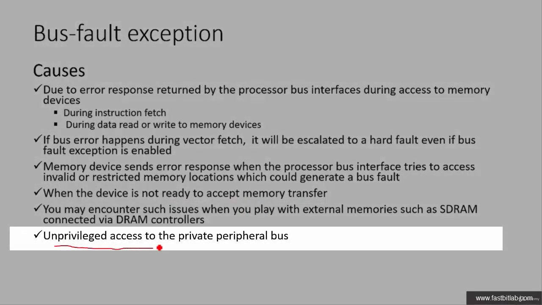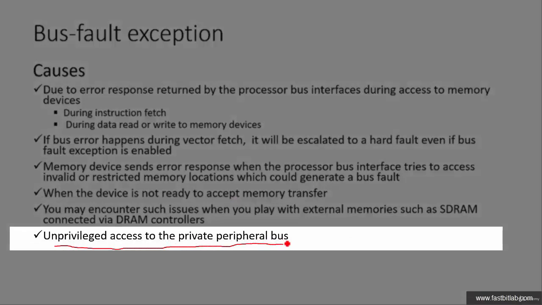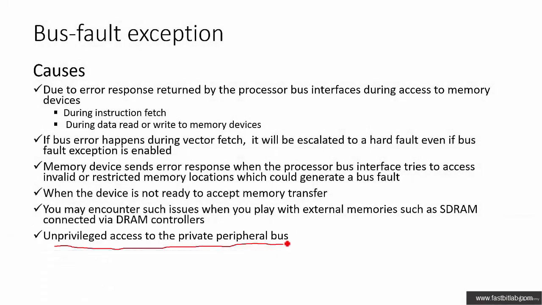After that, unprivileged access to the private peripheral bus registers. Let's say SCB, system control block registers, or NVIC registers, or debug registers of the processor. They all come under private peripheral bus access. If any unprivileged code tries to access those registers, then that would result in bus fault. For example, let's say there is thread mode code which is at unprivileged access level, and if that code tries to configure the NVIC register, then that's a fault. That would cause a bus fault.